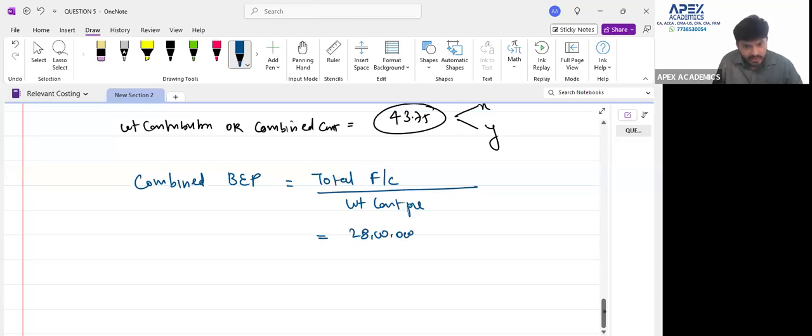And what is your weighted contribution per unit? It is 43.75. So please divide. What is it? 28 lakhs divided by 43.75. What is your answer? It is 64,000 is the combined break even point.